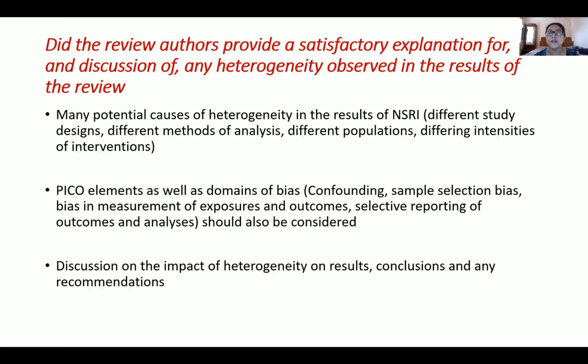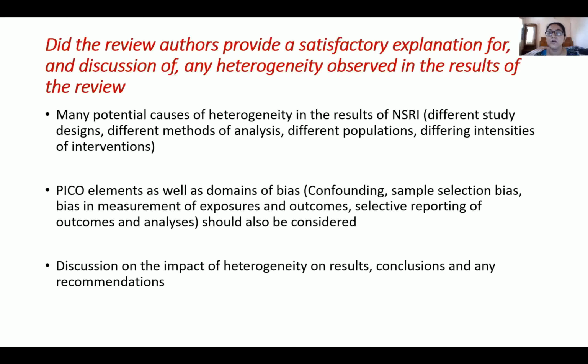The PICO elements as well as the domains of bias should also be considered. So for each individual study, the PICO elements as well as the various domains of bias that we have already discussed earlier, that is confounding, sample selection bias, bias in measurement of outcomes, selective reporting of outcomes and analysis. All this has to be taken into account. All the review authors have to take all these factors into account, and they have to provide an explanation, or discuss the cause of the heterogeneity that has been observed between the individual studies.